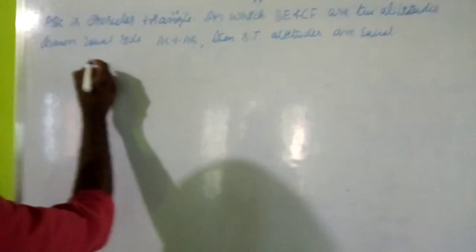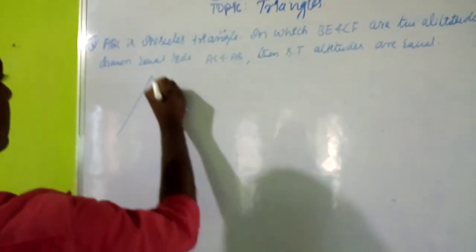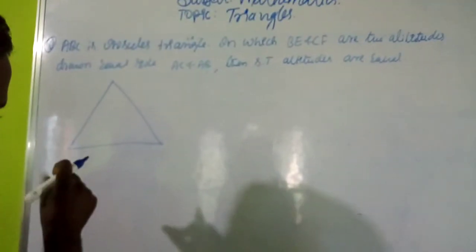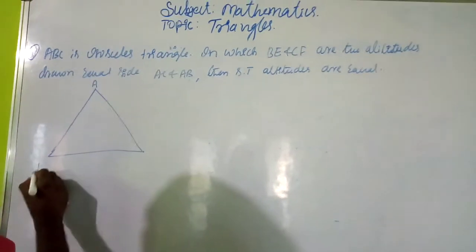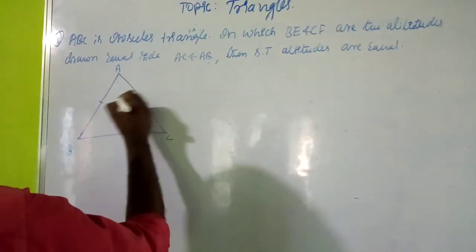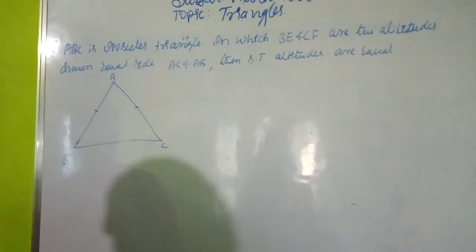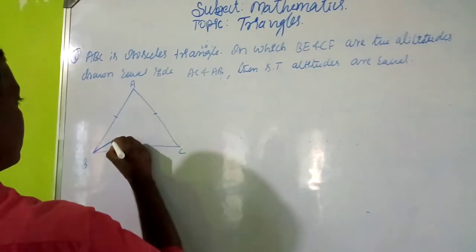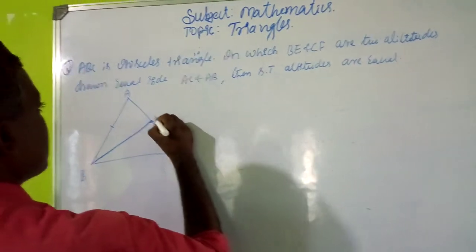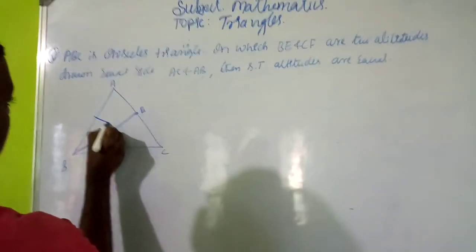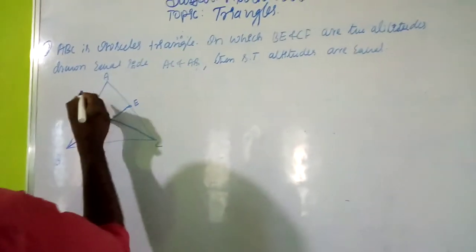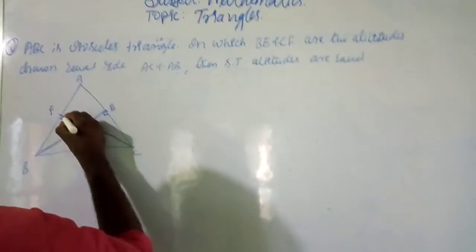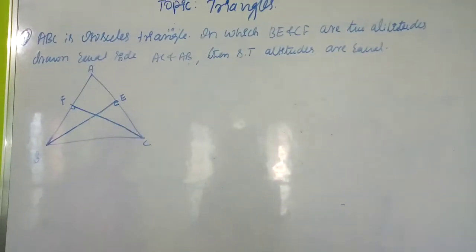Okay, so this is your problem. From this we can take the isosceles triangle, that is ABC. So AB is equal to AC is already given. Then you can draw the altitudes BE, this is E, and CF, this is F. Okay, students. So this is your diagram.